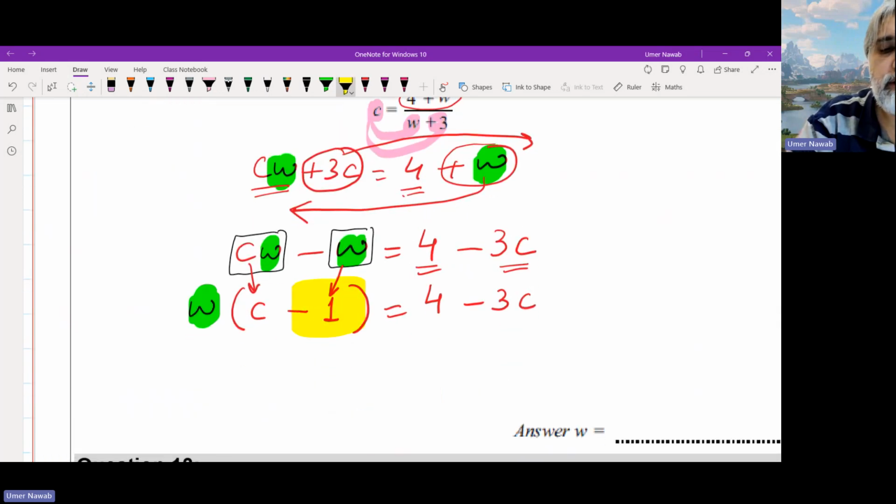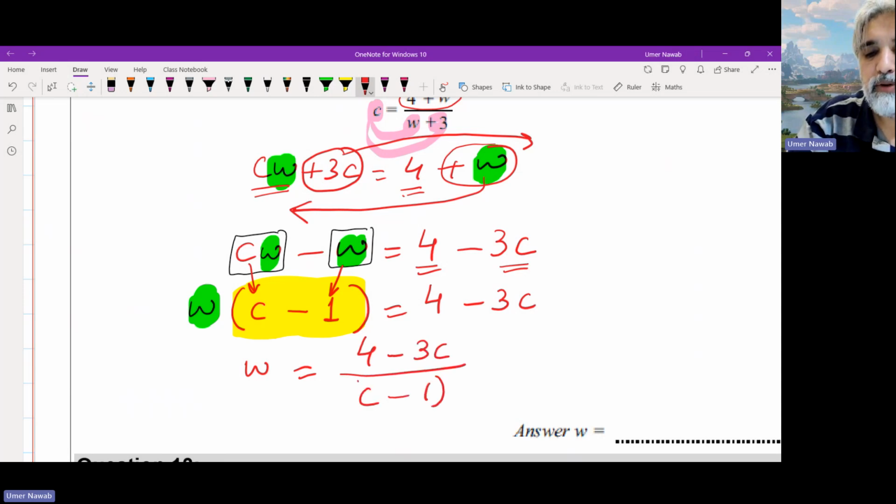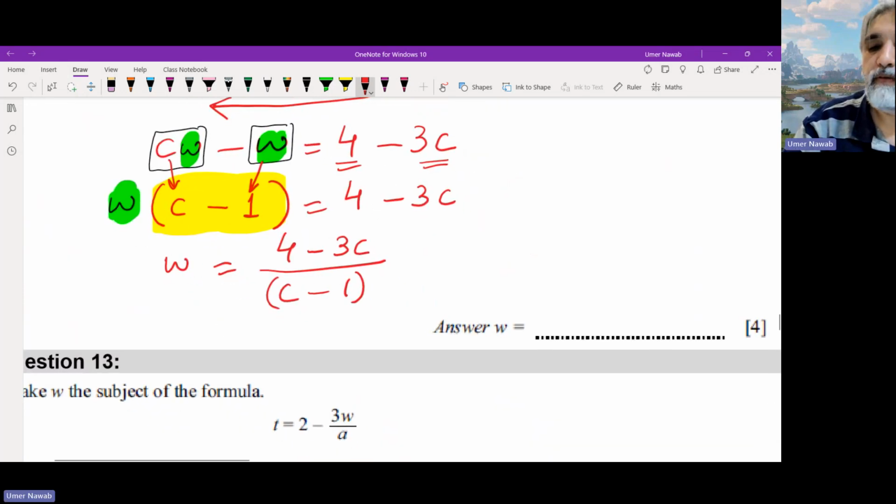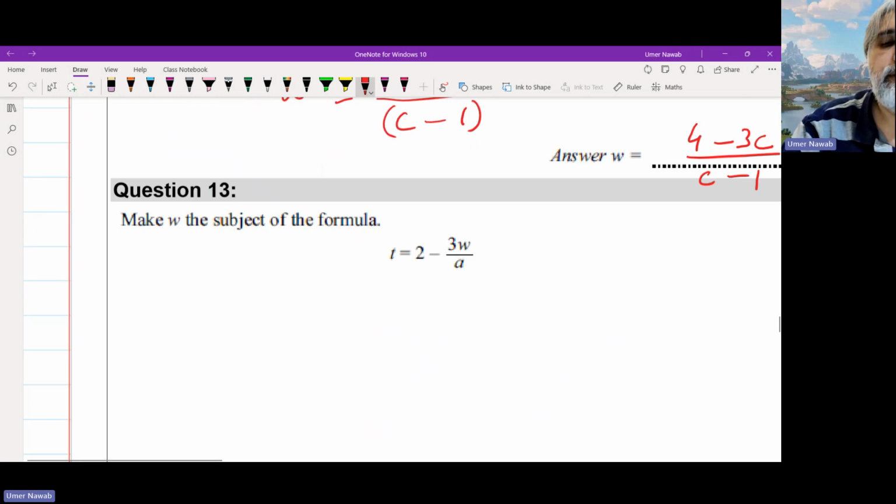Now, in my previous discussion, I said if any bracket is multiplying and it is useless for me, I can send this to the other side. The multiplication results in division. So this C minus 1 will go to the denominator. So my final answer is 4 minus 3C over C minus 1.